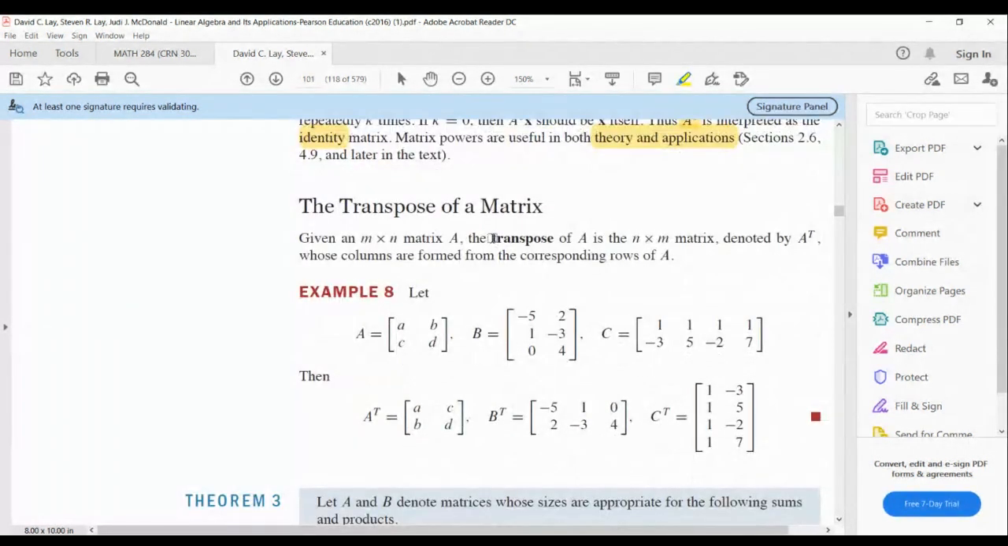Something else too, the transpose of a matrix. Let's say the matrix A is an m by n matrix. The transpose of A will be an n by m matrix. How does this work? Let's take a look at example 8. You have a matrix A given by first row A and B, second row C and D. Transpose means the first row of matrix A becomes the first column of the transpose. So A and B, the first row of matrix A, is going to be the first column of A transpose. Similarly, the second row of A, C and D, is going to be the second column of A transpose.